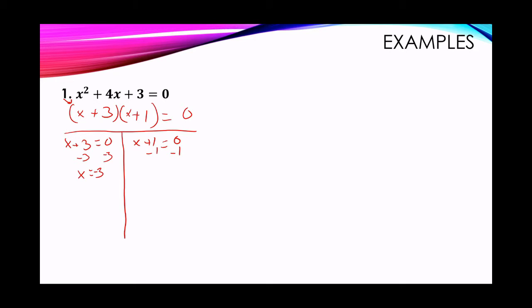Subtract negative 1 on this one, and I get x equals negative 1. And so my solution here to this equation is negative 3, negative 1. That's where the quadratic equation will hit the x-intercept. And so you can kind of see over here, just a very rough sketch, that's what it's going to look like.